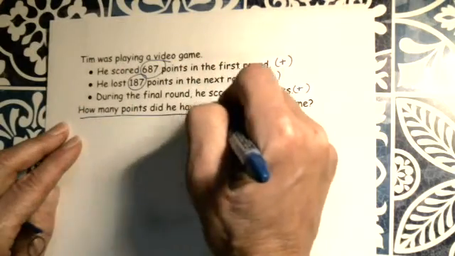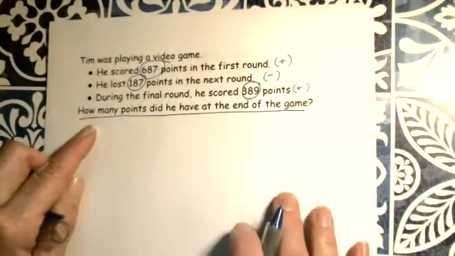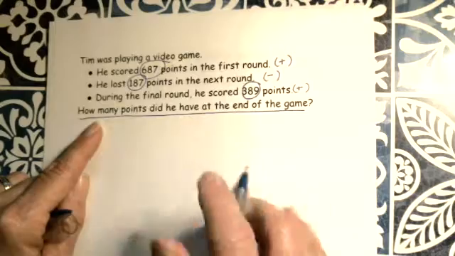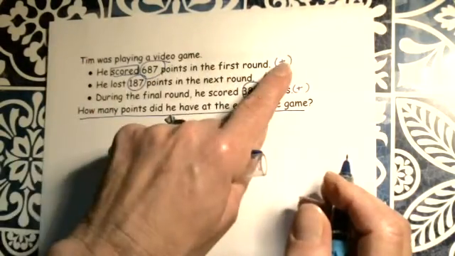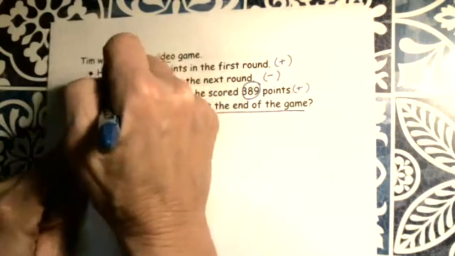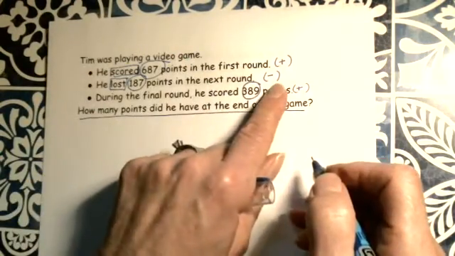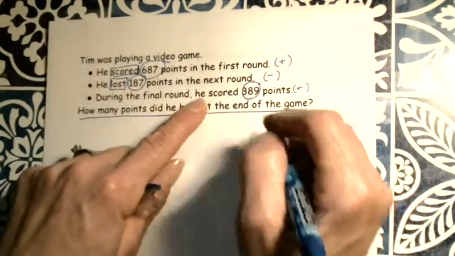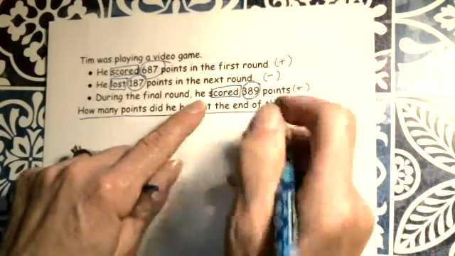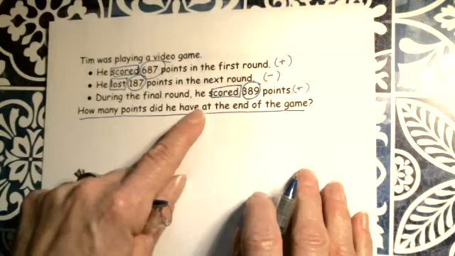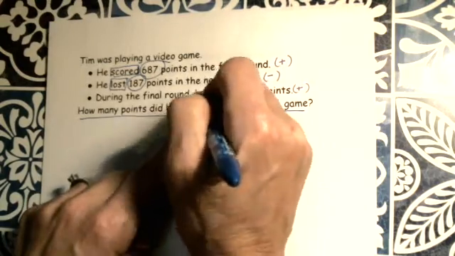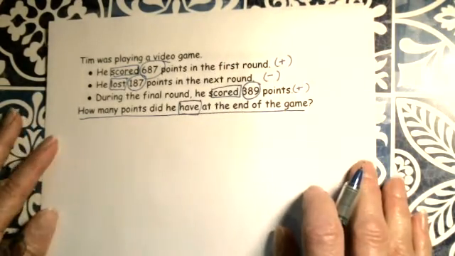So I'm underlining the question. How many points did he have at the end of the game? Scored is going to help me because that told me it was plus. Lost told me it was minus. The final round he scored plus again. And again, I'm going to reread the question. How many points did he have at the end of the game?